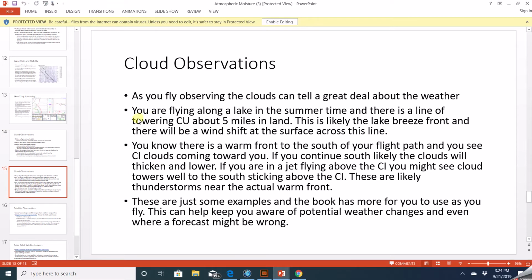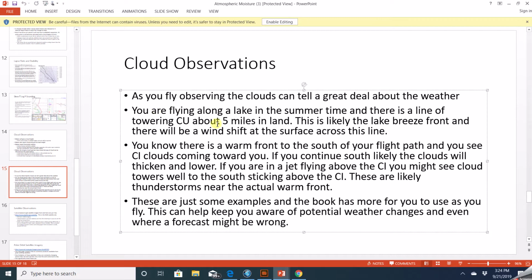One of the cool things when you're flying is you might be flying along a lake, say in the summertime, or even spring or fall. And maybe you see a line of towering cu, maybe 5-10 miles inland. What you're seeing is the sea breeze or the lake breeze. That's where the wind's changing direction. The wind's coming off the lake and going towards the lake on the opposite side.